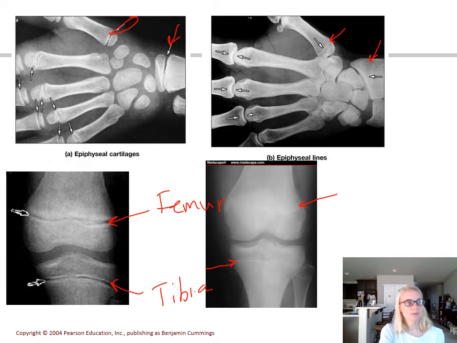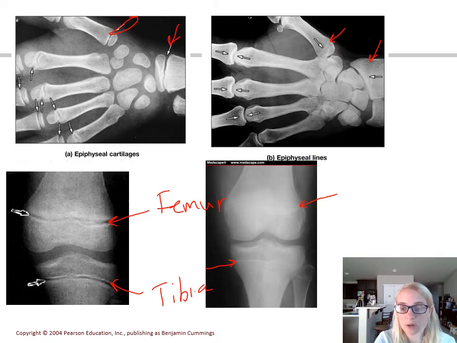So a lot of times in what's called forensic anthropology, researchers and professionals use this information. If they come across a skeleton, they can take a look at the epiphyseal plates and epiphyseal lines and determine the age of the person when they died. Because if all they have is epiphyseal lines, then it was a mature individual. If they had epiphyseal plates, it was some kind of child, some age of child.